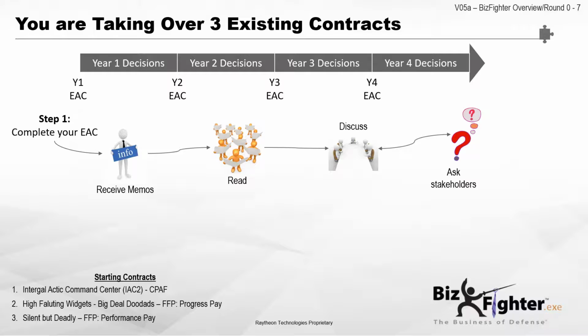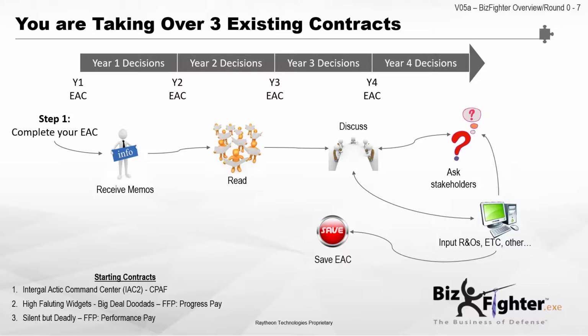That will be me and Jay. And then you're going to input risks and opportunities, adjust your estimates to complete, whatever else you want to do. But then you lock in and save your EAC. At that point, you're into step 2. You run your business and execute your plan in BizFighter. So make it a good plan that will destroy your competitors.